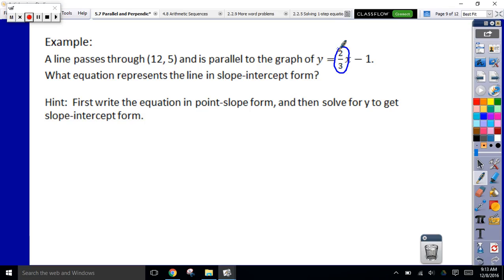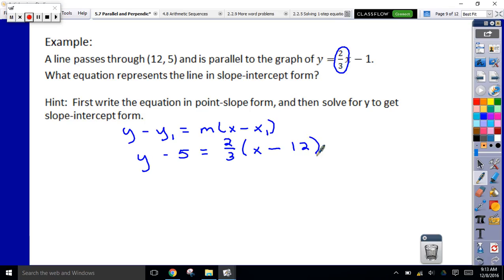What's that? Point slope is y minus y1 equals m times x minus x1. What is m? 2/3, good. Minus 12, good. Okay, so we have our equation in point slope. Now we need to just transform that to slope intercept. I'm just going to go through that quickly.